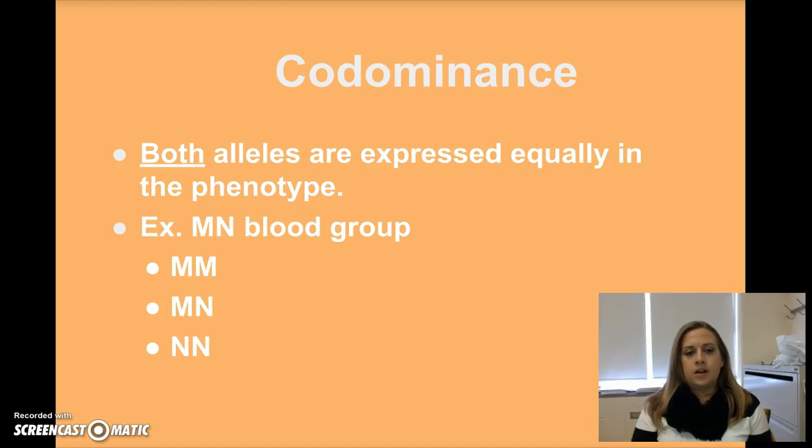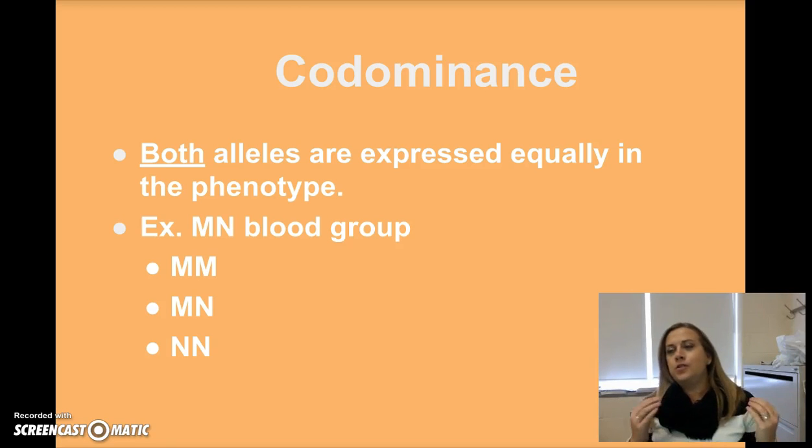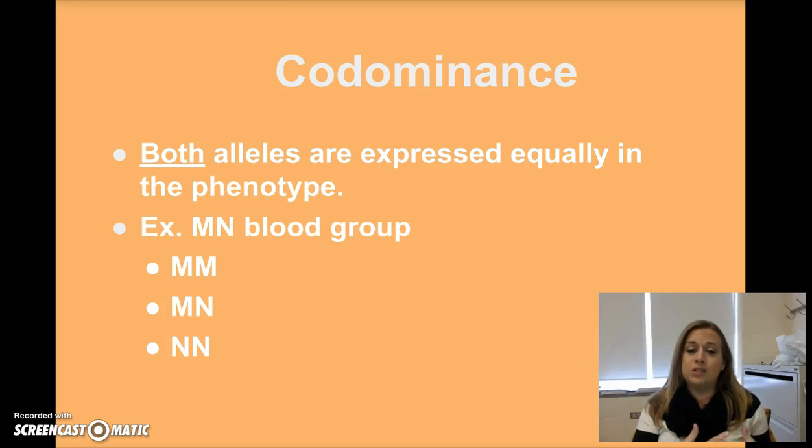All right, now codominance. This is when both alleles are expressed equally in the phenotype. The way that I've always thought about codominance is think about a coworker. When I come to work with my coworkers, we are both here. We don't become blended into the same person. So with coworkers, both individuals show up with codominance. Both alleles will show up in the phenotype. So both alleles are expressed equally in the phenotype.